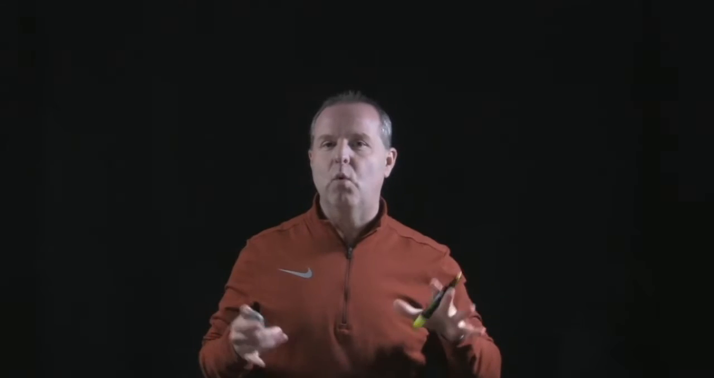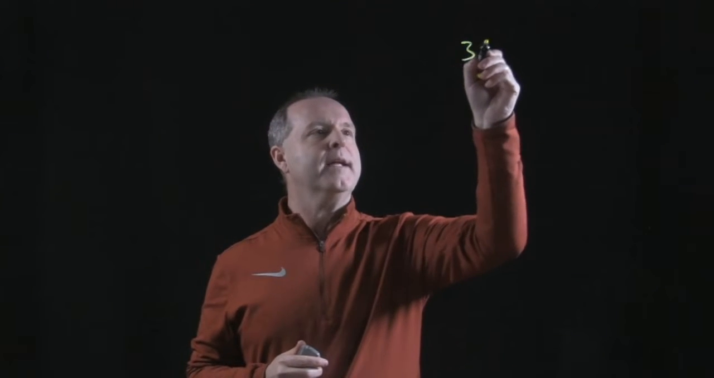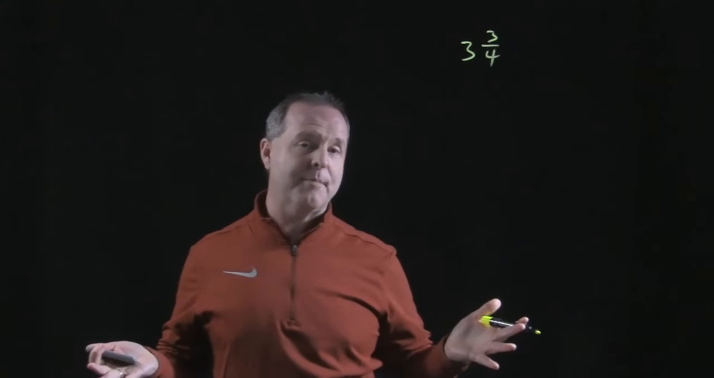Now let's imagine I want to convert a mixed number into an improper fraction. Well, how do we do that? Well, first we need a mixed number. So let's come up with a number like 3 3/4. How do we convert that to an improper fraction?